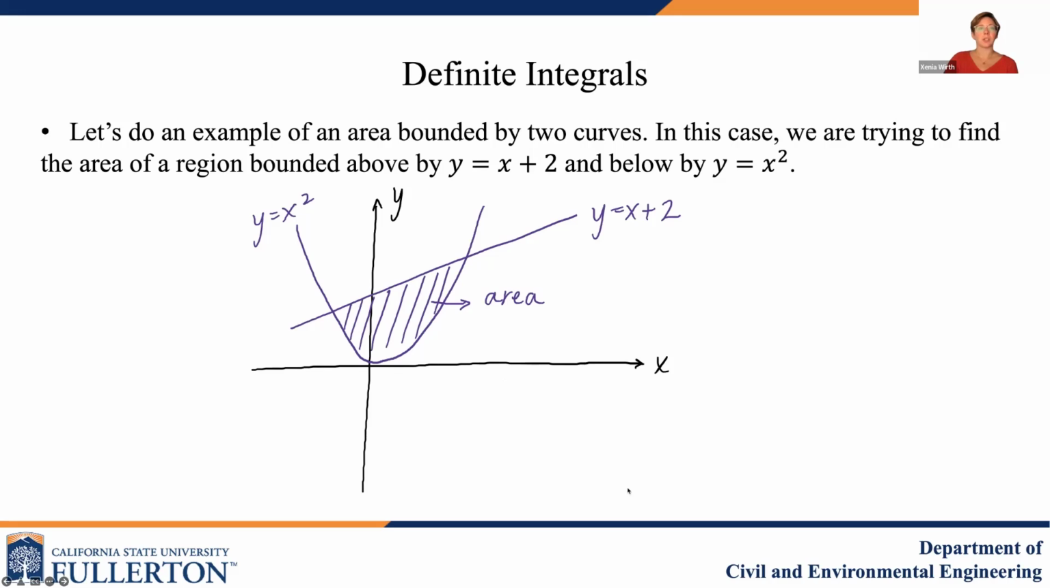Let's do a slightly more challenging example. So in this case, we're not bounded by the x-axis anymore, but it's an area that's bounded by two separate curves. We have on top, or bounded above, y is equal to x plus 2, which is a linear function. And then below, we have y is equal to x squared, which is a polynomial function.